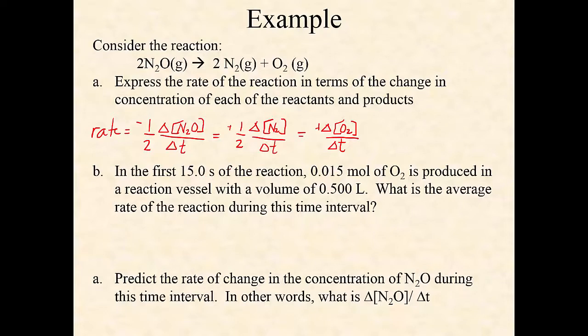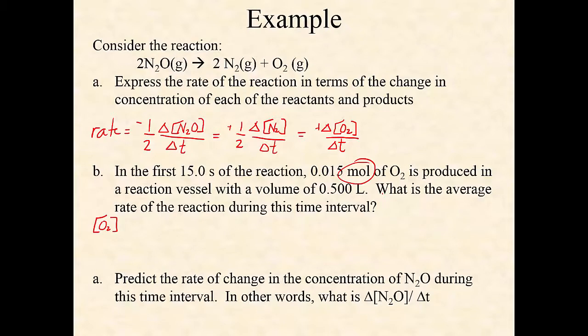In the first 15 seconds of the reaction, 0.015 moles is produced with a volume of 0.5 liters. What is the average rate of the reaction during this time interval? If you need to pause it so you can write it down, do that. Okay, remember brackets mean concentration. This is given in moles. This is going to happen a lot this semester. You need to really pay attention.